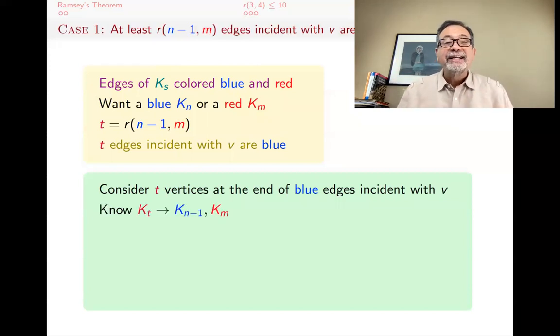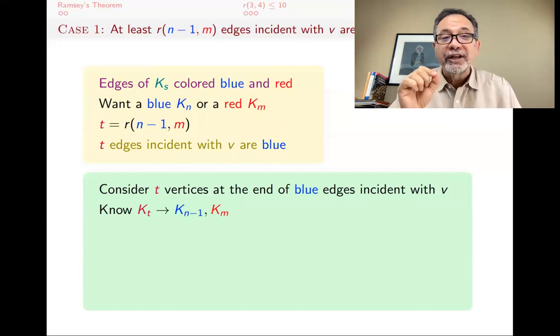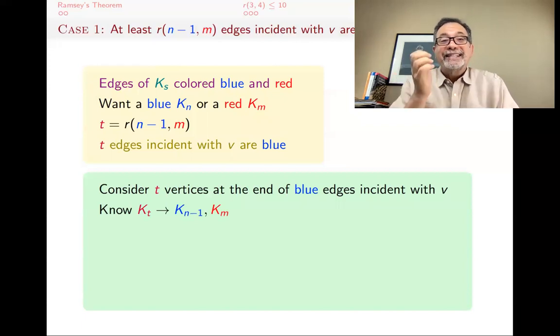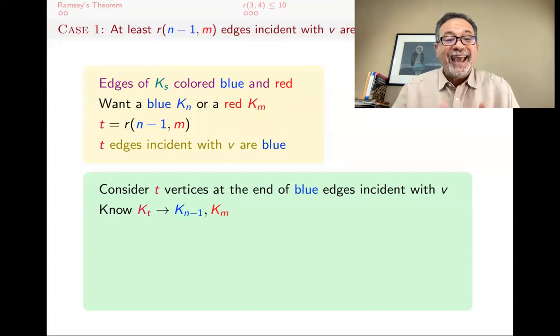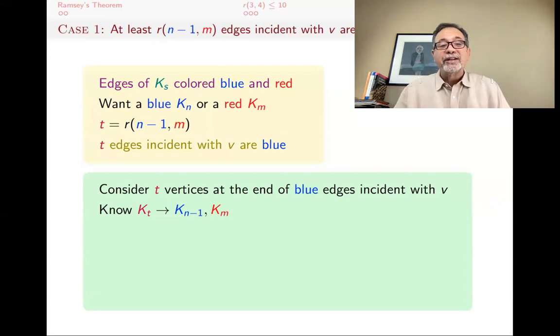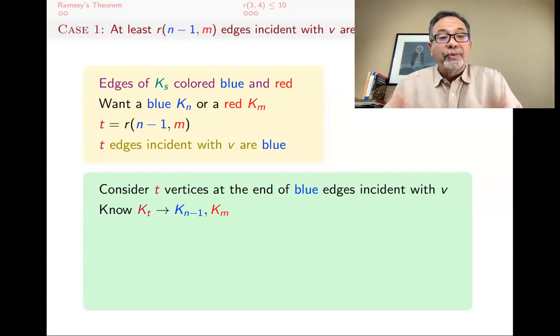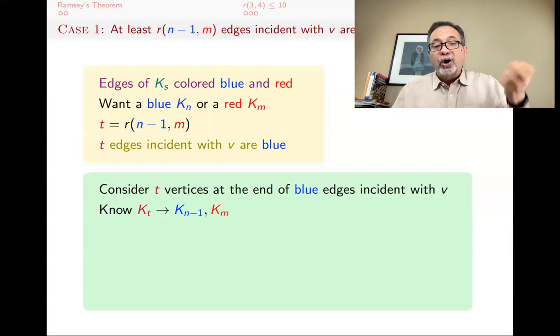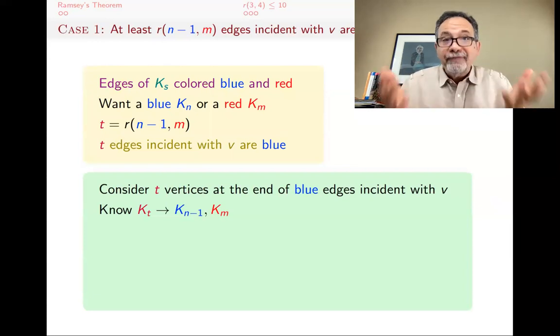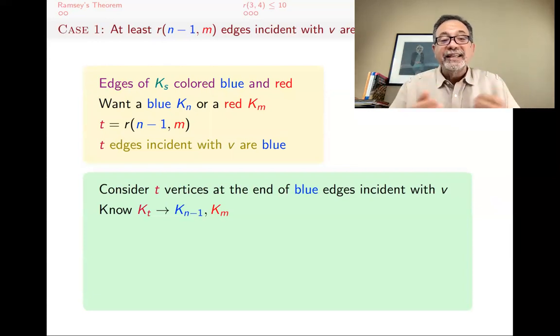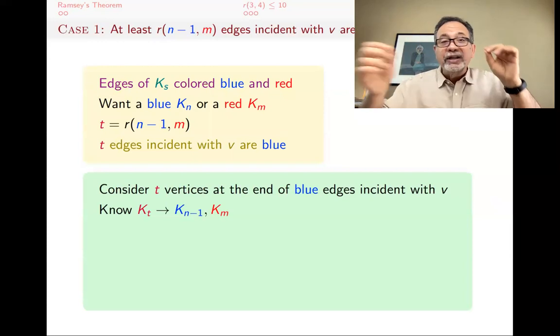But what's T? T is R(n minus 1, m), and that's a Ramsey number. So K_T arrows to a blue K_(n minus 1) or a red K_m. If you color all the edges of a K_T with blue and red, then you're guaranteed a blue K_(n minus 1) or a red K_m. Why? Because that's what the Ramsey number tells you, and this is the Ramsey number that we assume we already know. But we have already colored the edges of K_T, these T vertices at the other end of those blue edges.